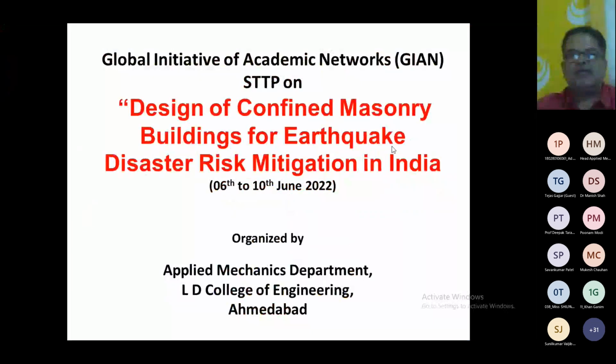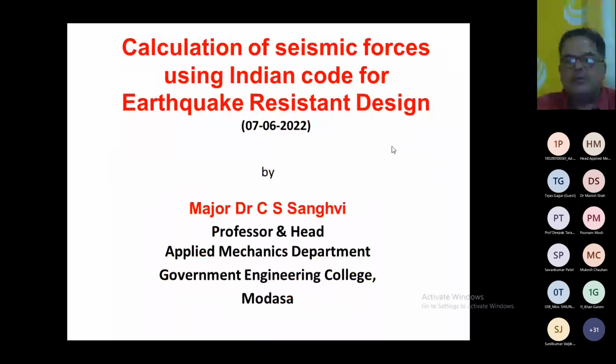So again, welcome to the SCTP under the aegis of Global Initiative of Academic Network GAN. This is the third session of second day, and today we'll go for the calculation of the seismic forces using the Indian code for earthquake resistant design.